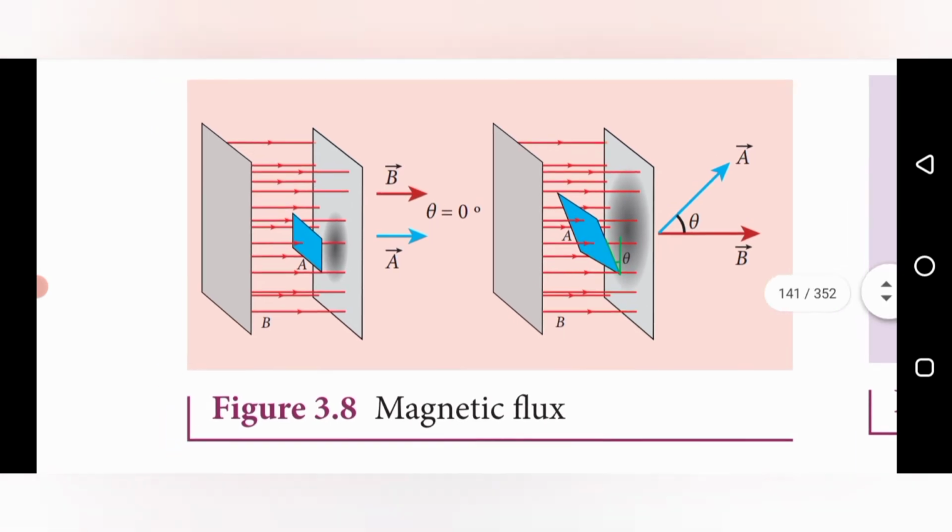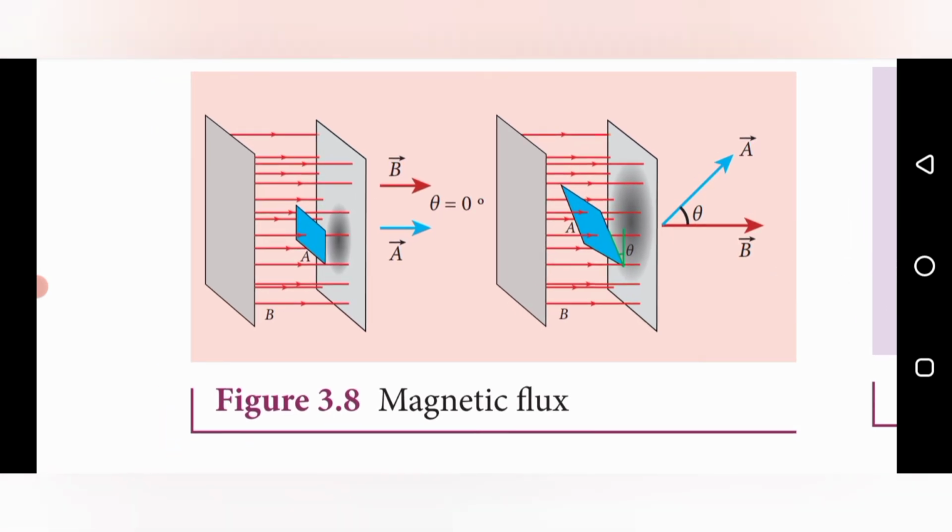Here the two parallel plates give a strong, uniform magnetic field. In this field we refer to any area, that is A. The blue colored area is referred to as A. That area is called the magnetic flux, the number of magnetic field lines crossing per unit area. So how many lines can pass through that area? That is called magnetic flux.